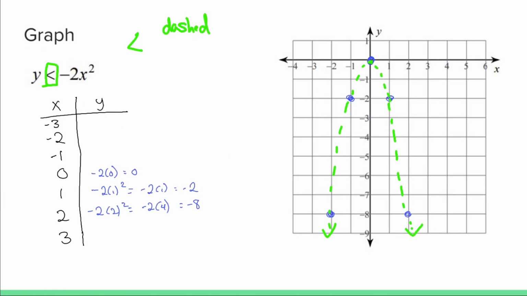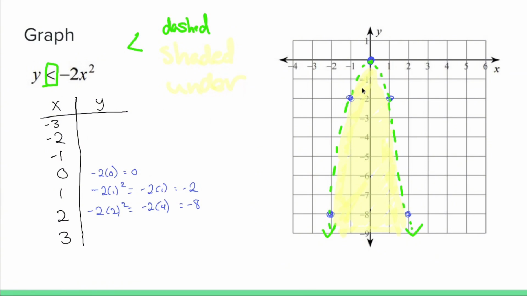Thing two that I have to remember is since this is less than, it's going to be shaded underneath, which is going to look like this. This is what under the graph looks like, and it appears like it's inside. But this is a shaded region. What this means is everything in this yellow region, so 0, negative 5, 1, negative 8, anything in this shaded region is a possible solution to this inequality.